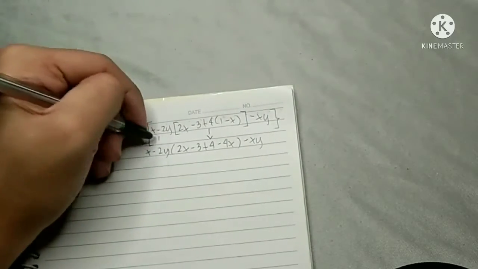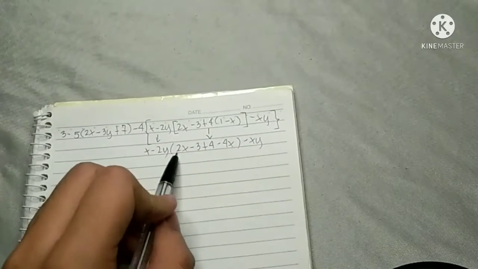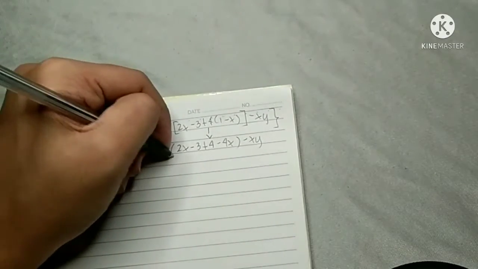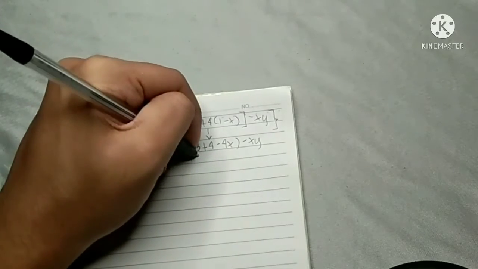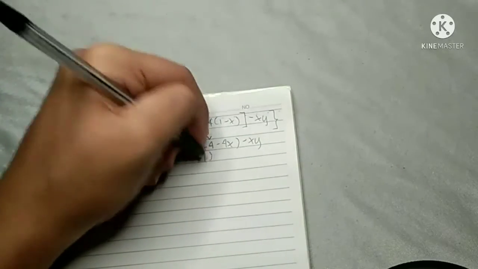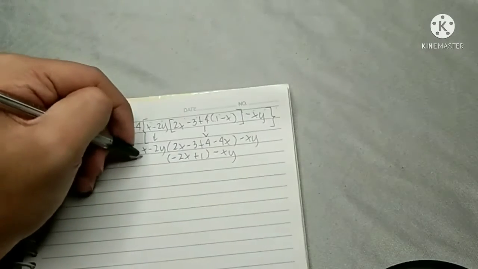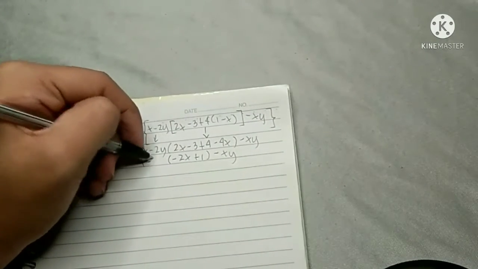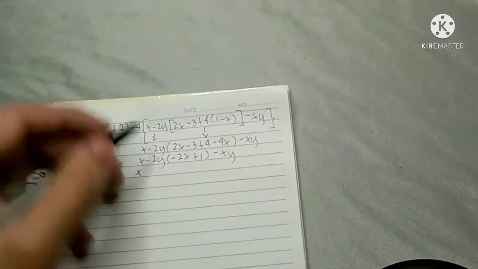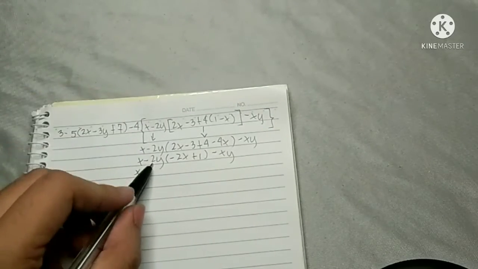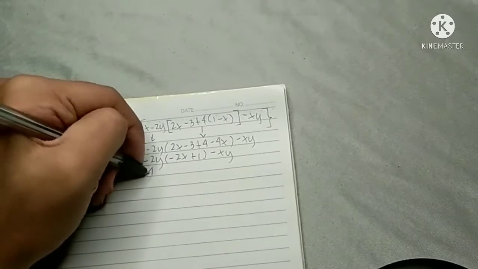So let's simplify inside the parenthesis. So 2x minus 4x is going to be negative 2x. Then our negative 3 plus 4 is going to be positive 1. Then we minus xy. Then copy x minus 2y. Then we simplify again. First copy the x. Negative 2y times negative 2x is going to be positive 4xy.